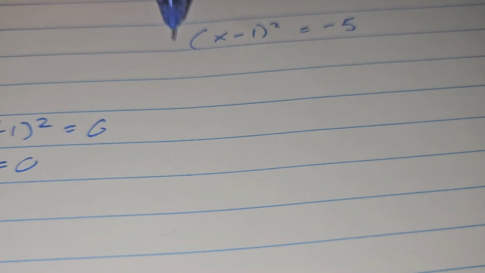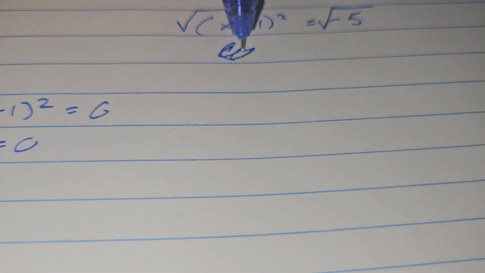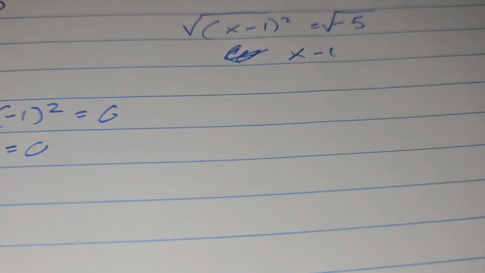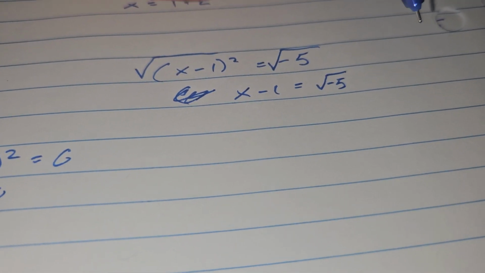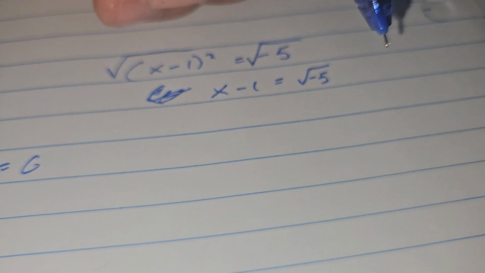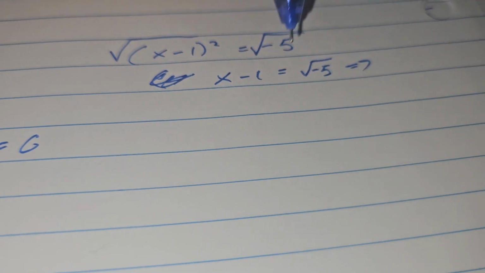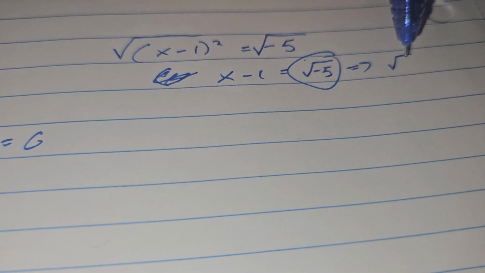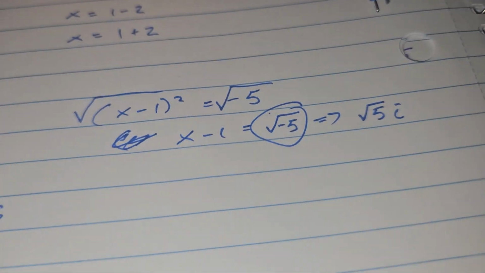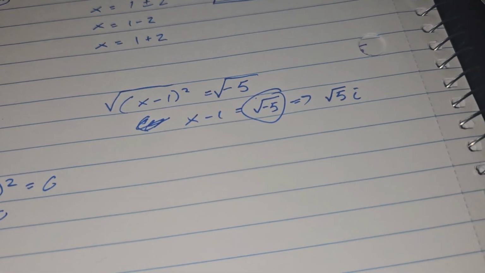Now we can go ahead and take the square root of both sides. We're left with x minus 1 is equal to the square root of negative 5. And this, we're not going to go too much into complex numbers, but this negative 5 is basically equal to square root of 5i, right? Square root of 5i. So that's just an imaginary number. It's a complex number, but we're not going to go over complex numbers right now.